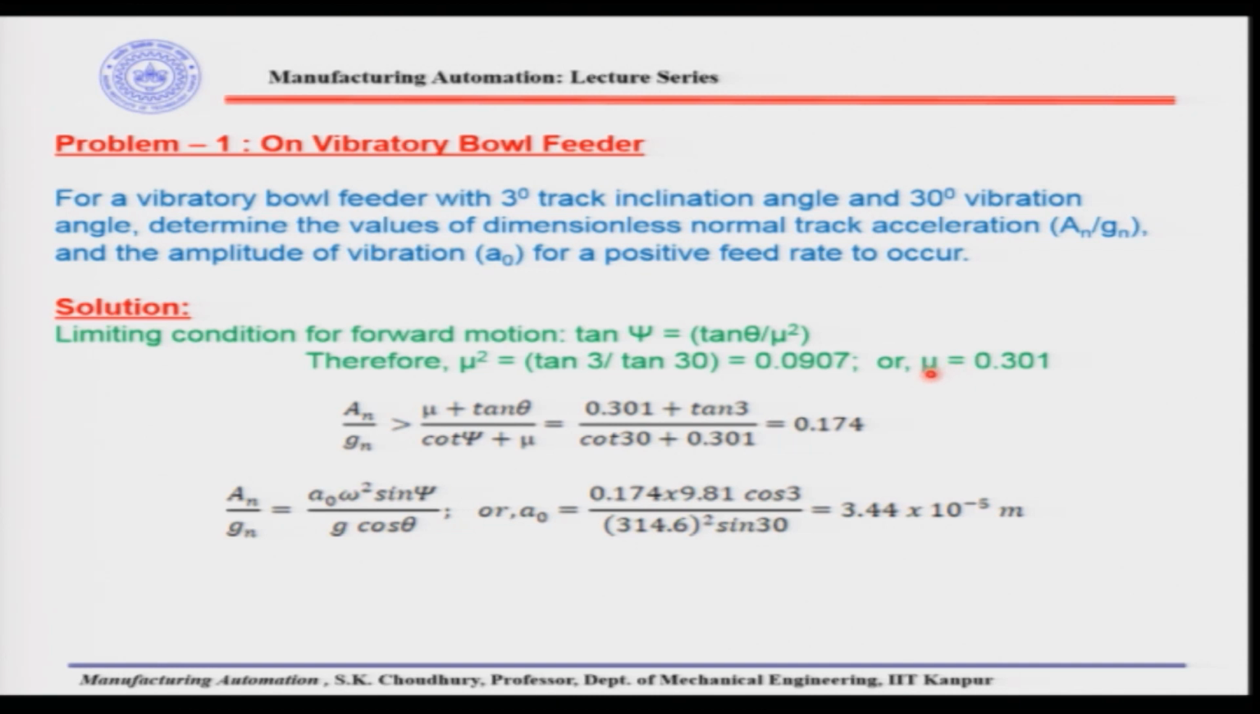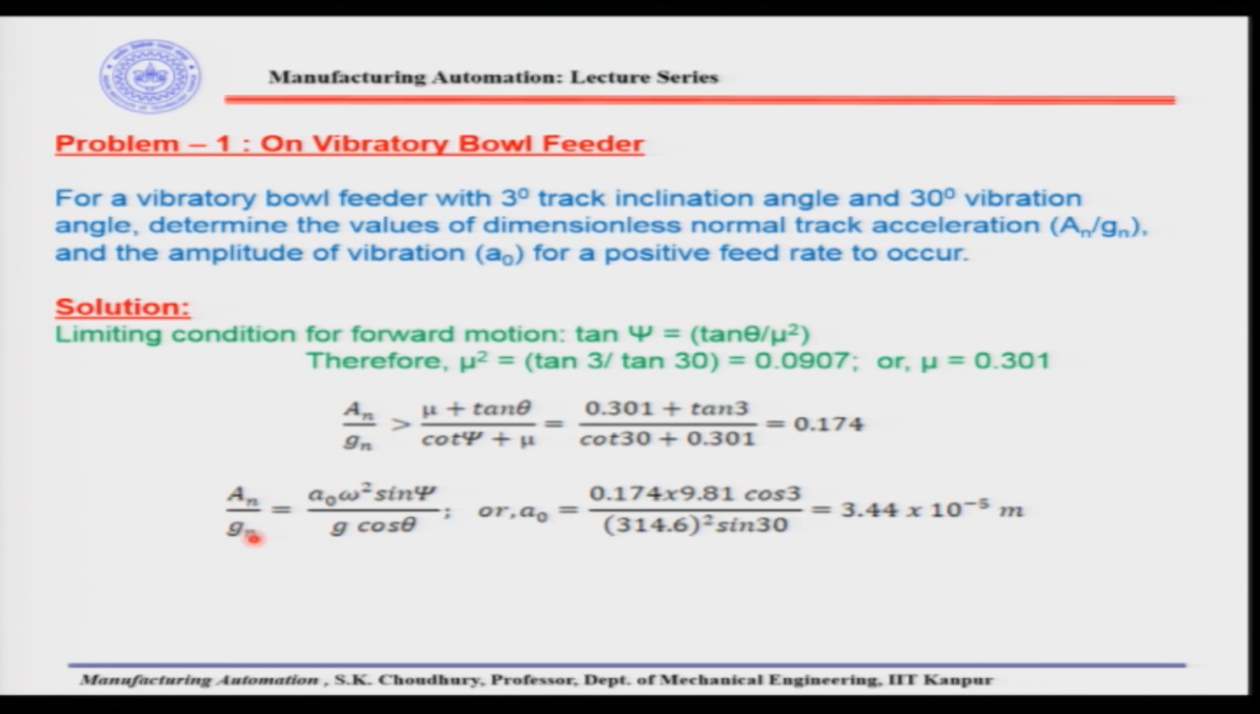Next, we found out the mu because we have to find the dimensionless normal track acceleration, which must be more than a certain value for the parts to go up the track. The condition is that the normal track acceleration An by Gn has to be more than mu plus tan theta divided by cot psi plus mu. Theta is the track inclination angle, once more, and psi is the vibration angle. Theta and psi are given, and mu we found out as 0.301. So the condition, mu plus tan theta divided by cot psi plus mu, becomes 0.174. So An by Gn has to be more than that, so that the parts can go up the track.